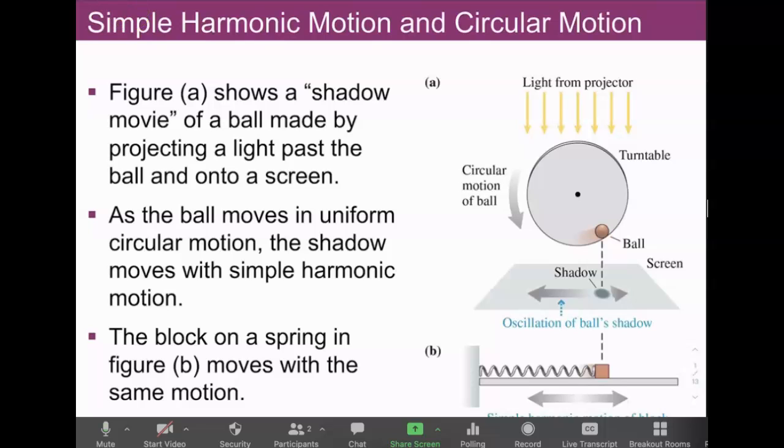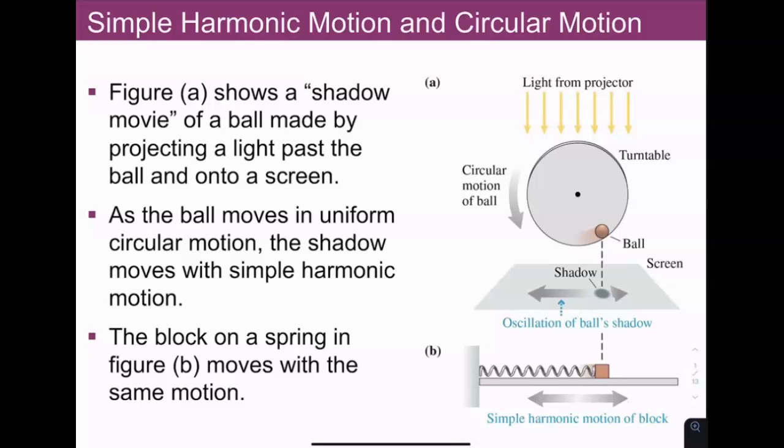In this video, I continue a discussion of simple harmonic motion. On this slide, I show a relationship between simple harmonic motion and circular motion. In Figure A, we see a shadow movie of a ball made by projecting a light past the ball and onto a screen. As the ball moves in uniform circular motion, the shadow moves with simple harmonic motion. Below, in Figure B, we see a block on the spring, which also moves with the same simple harmonic motion.